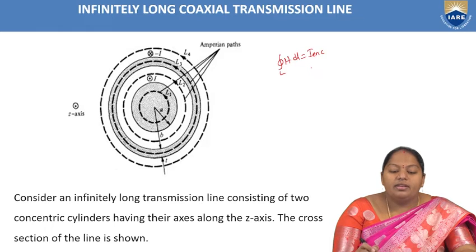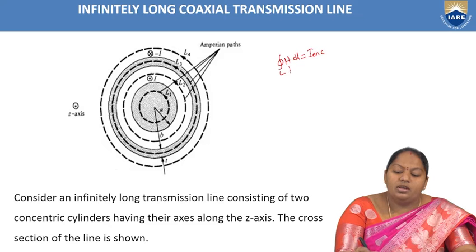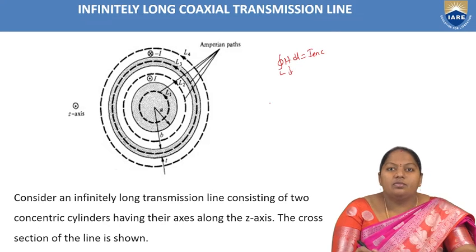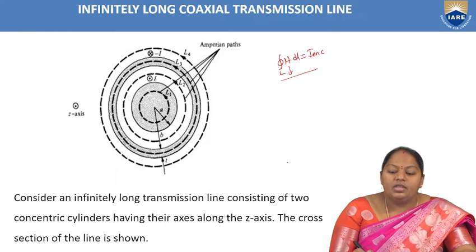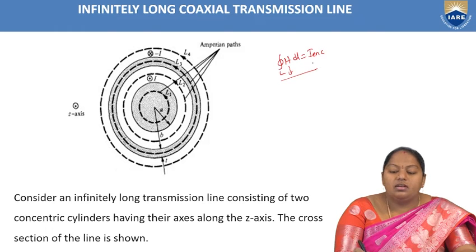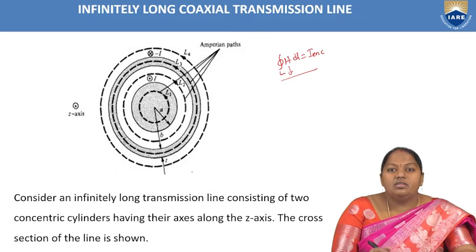Now, in order to handle the infinitely long coaxial transmission line case, the H field is to be evaluated. To evaluate that magnetic field intensity H, we need to recall first what Ampere's law is, that is, the closed line integral of H dot dl is equal to I enclosed. If we apply the closed line integral of H dot dl around any closed path, there we can consider different Amperian paths. Why? Because we are using Ampere's law.